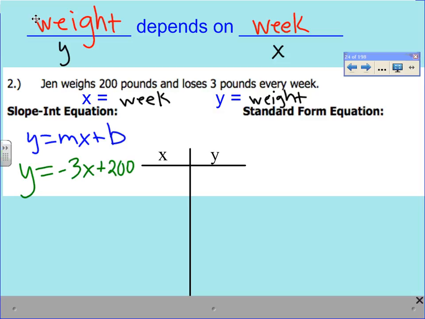Okay, so remember, the x goes with week, 3 pounds every week. The 3 goes next to the x term. We knew x was week. You cannot control weeks. That's why x is week. You know y is weight. Most people, if they have control, can control their weight, right? As long as they're not eating a lot of junk food, right?